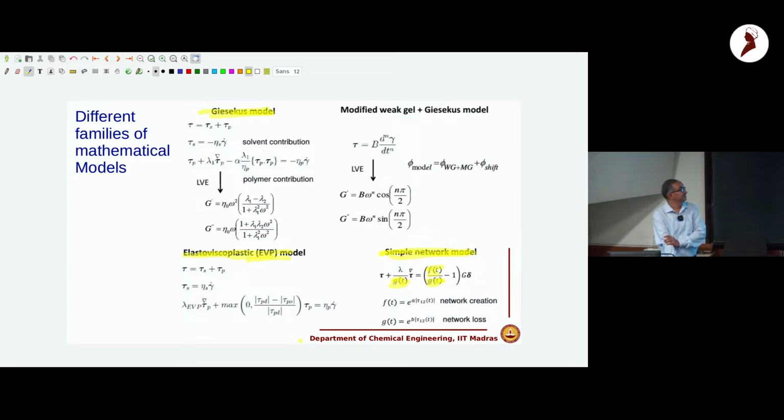Okay, that's why I was asking about the kind of model you are showing. You are actually capturing it after the G prime drops. Yes, precisely. So these are non-linear viscoelastic models. None of these are linear viscoelastic models, so to speak.